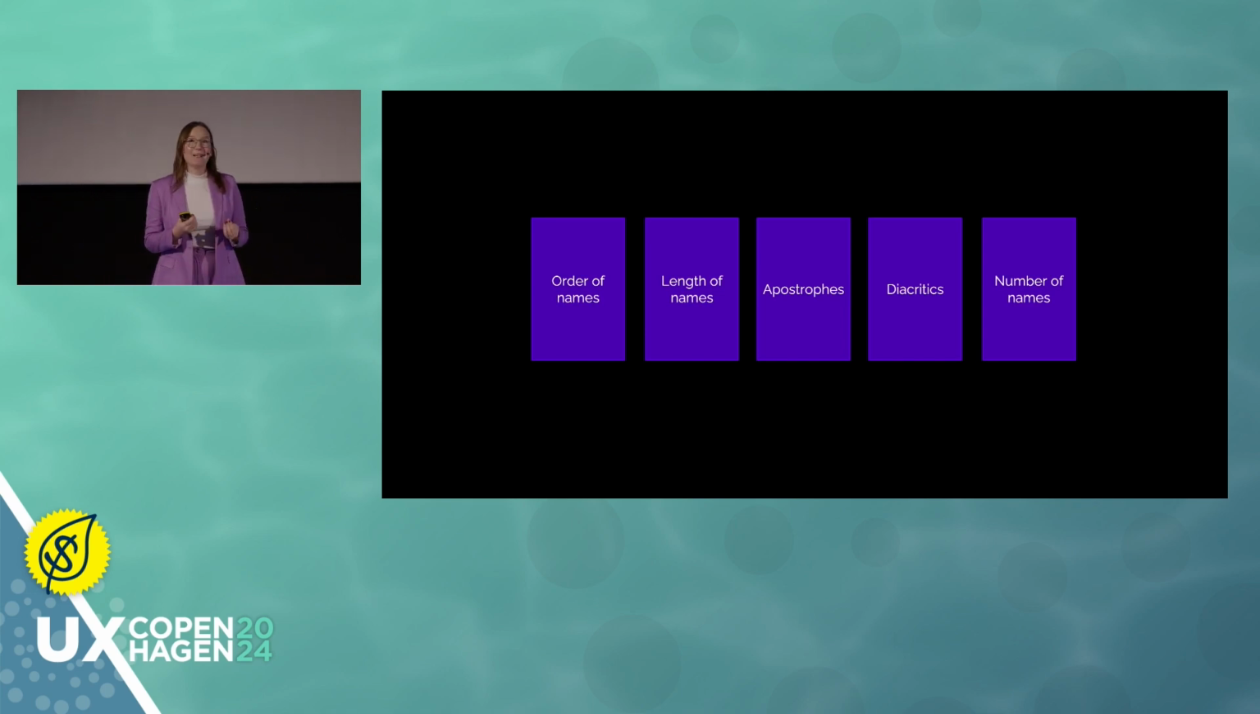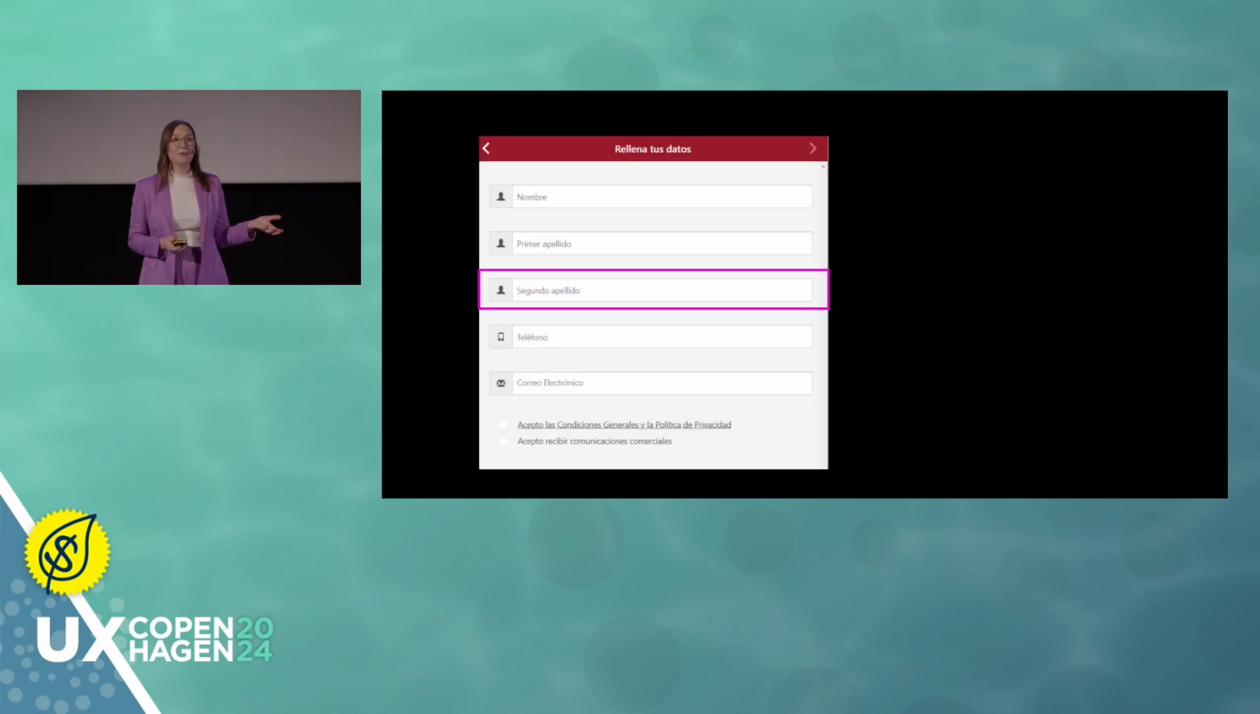And this matters when it comes to how we design in UX. I got in trouble when I was in Spain last year trying to book a nail appointment, and I came across this form. So it asked nombre, primer apellido, segundo apellido. So that's name, first family name, second family name. And I don't have a second family name.